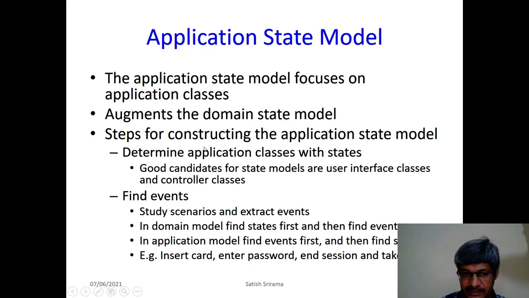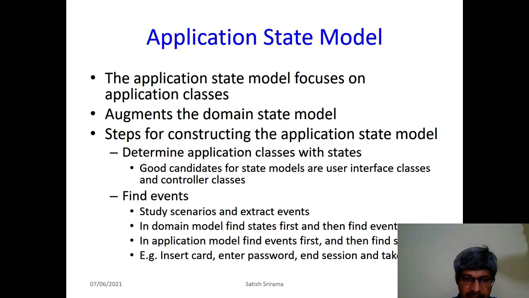Once you have identified these classes, you first have to identify the events. This is a difference in this sort of application state model. So we have to first find the events, not the states. Remember this. For identifying the events, study different scenarios and then extract all the events. Earlier, in one of the diagrams, I showed you a lot of events which are possible in this sort of ATM example.